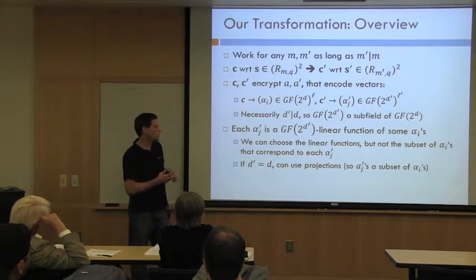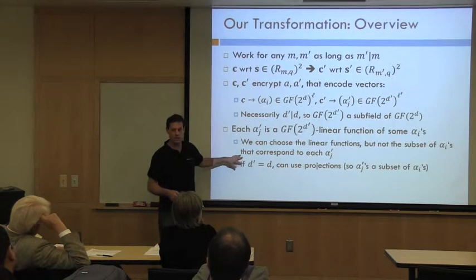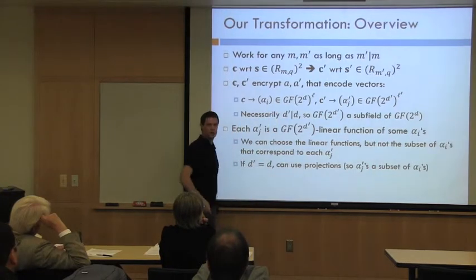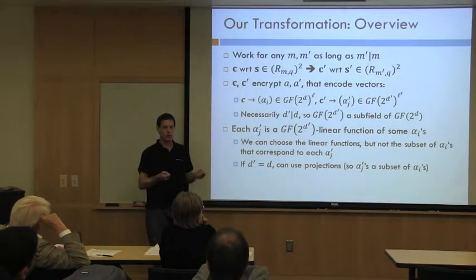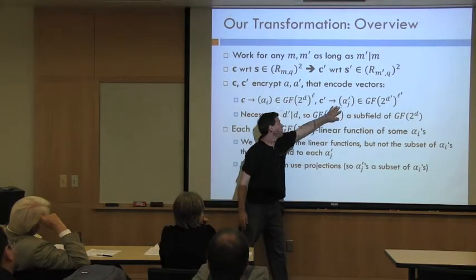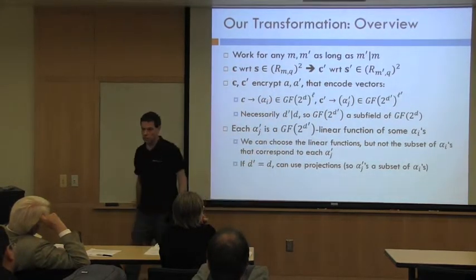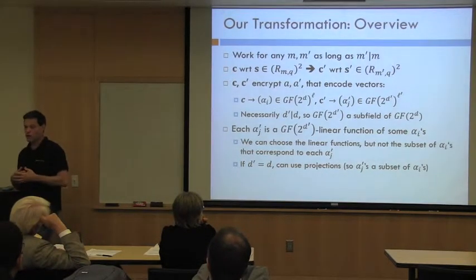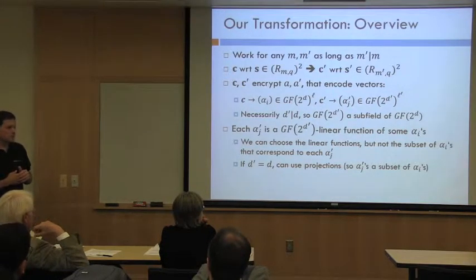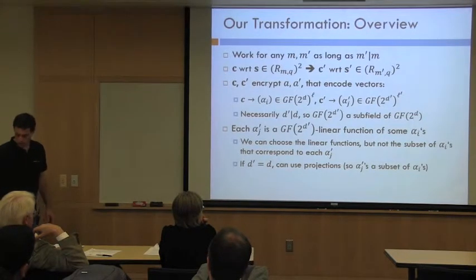And in particular, if we want to get a subset, let's say that D and D prime were the same, and we wanted the primes to be a subset of the non-primes, then we will use projection functions. And we can get any projection function that we want because they're all linear, so we can get any subset. Subject to this constraint that the first one here can come only from the first 9 here, etc. So the sets of which alpha J prime depend on which alpha I are fixed, but the particular way in which they depend is only limited in the sense that it has to be a linear function. But we can choose whatever linear function we want.